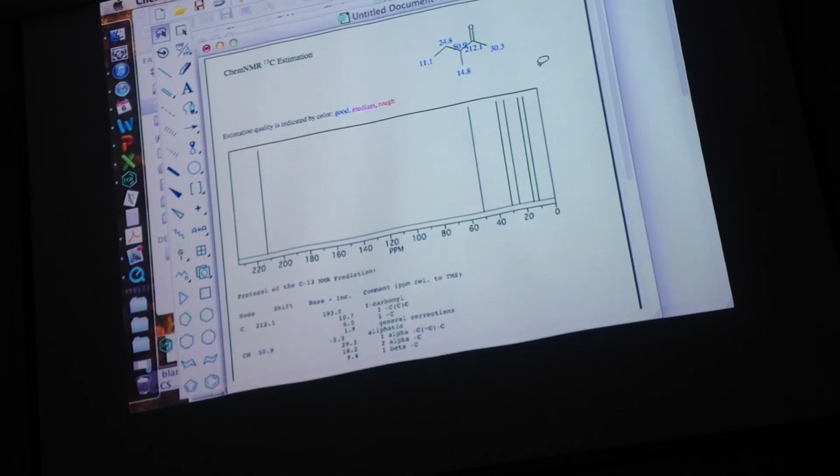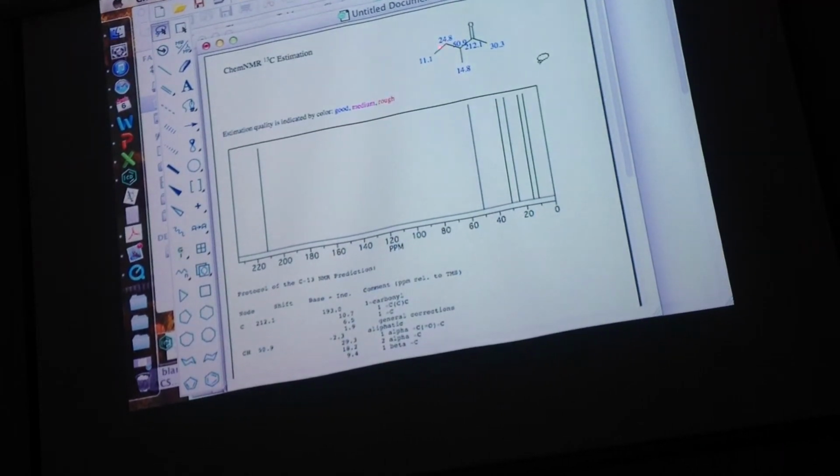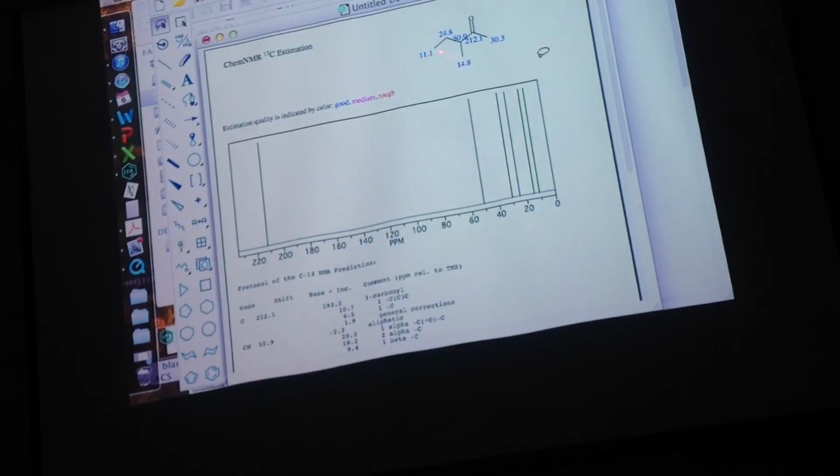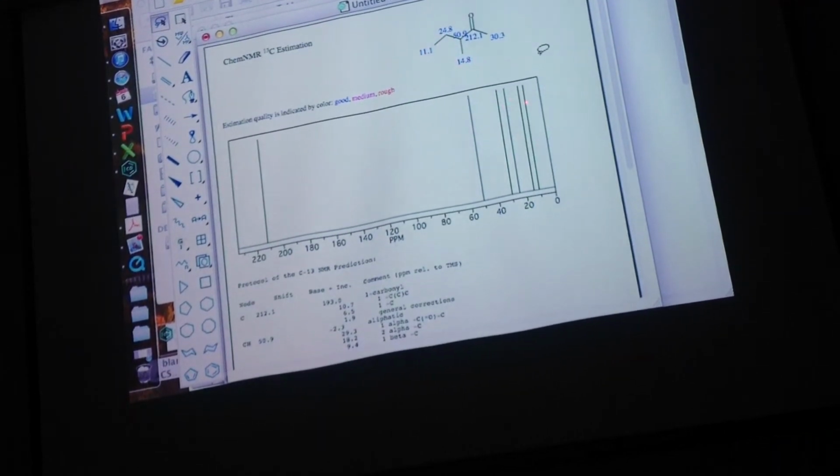And then we move even further out. The next one is this one. It's at 24. And finally, you're pretty far away. That's these methyls here, and they're showing up right there.